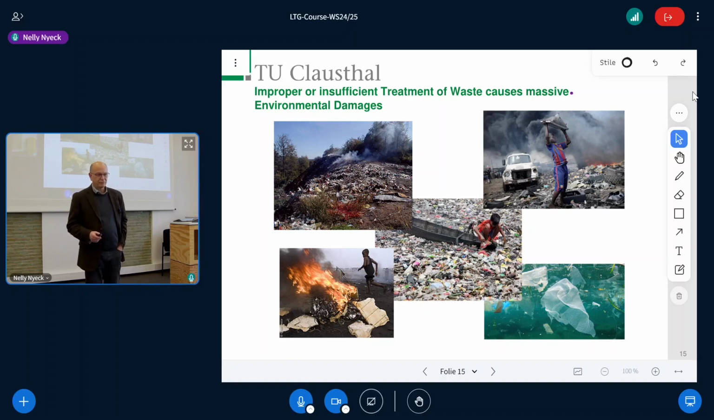We have improper or insufficient treatment of waste that causes massive environmental damage. Well, you all know this. Littering of plastics in the oceans is really a big challenge. It's said that by the year 2050, we will have more plastics in the ocean than fish.